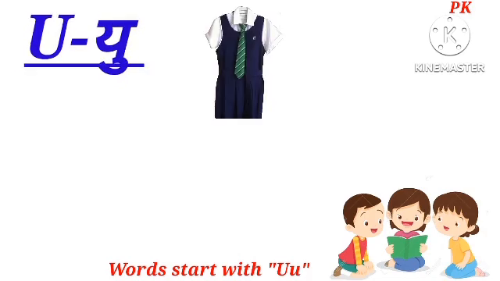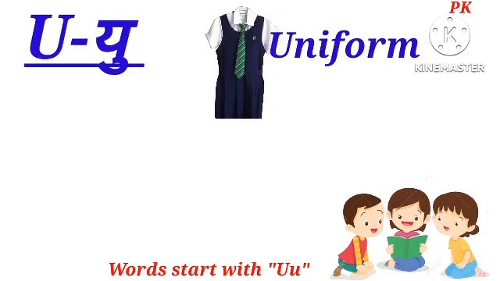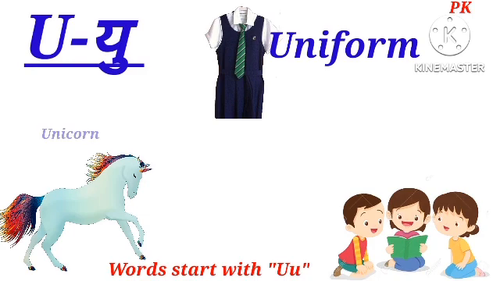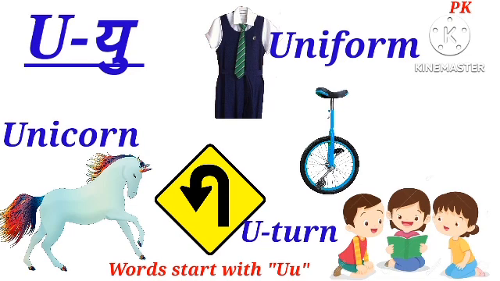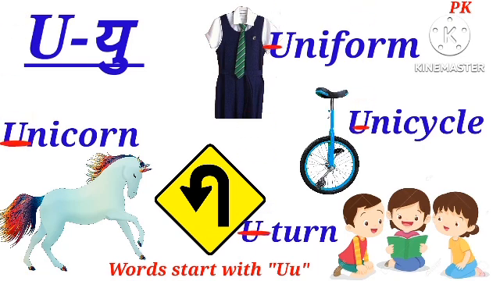Next alphabet U, and it sounds U. So U says U uniform. U says U unicorn. And U says U U-turn. U says U unicycle. So what is the starting letter here? U, and it sounds U. So U says U.